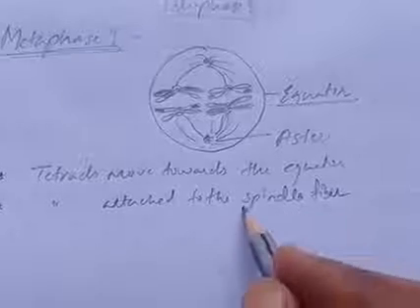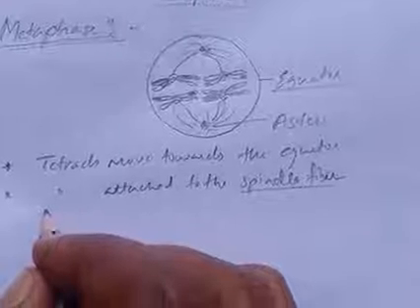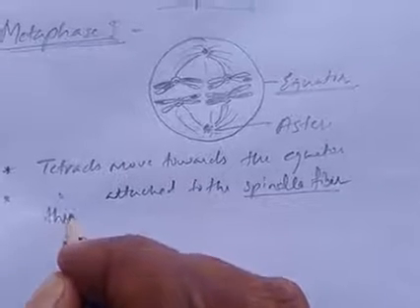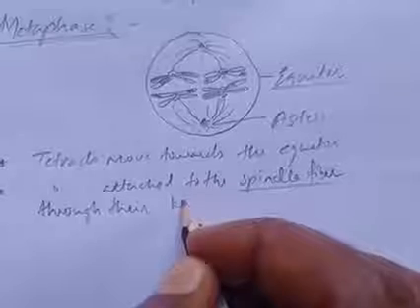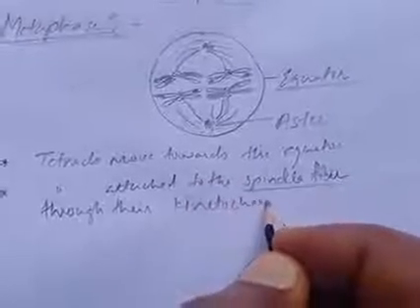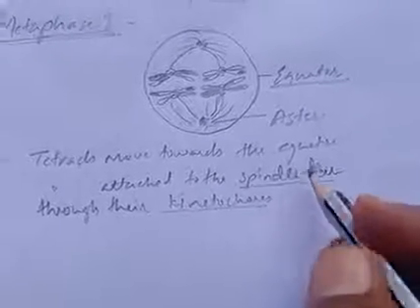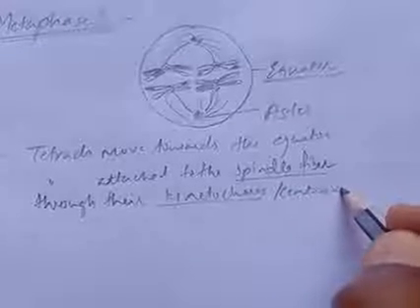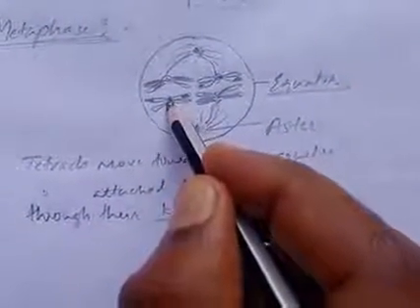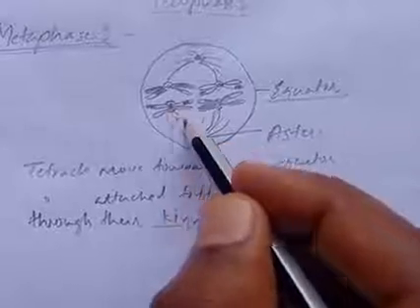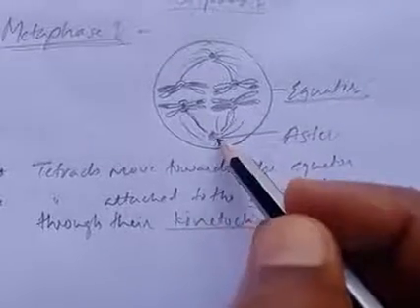What do you call a kinetochore? Kinetochores are the structures present around the centromeres, right? This is the centromere, and the bracket-like structure we observe around the centromere is called the kinetochore. It is to the kinetochore that these spindle fibers are attached, right?